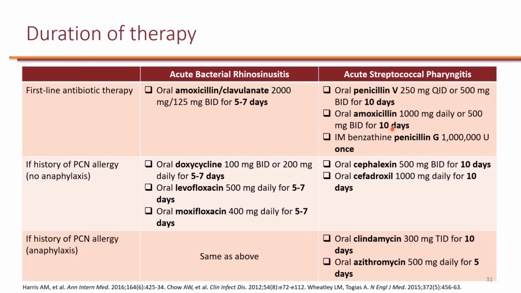And then of course, if you really want to do 1 dose and be done with it, you can do the intramuscular injection of penicillin G at 1 million units. And of course, this would be obviously painful, so a lot of patients might not want to do this. And this is more realistic for people who have adherence issues.